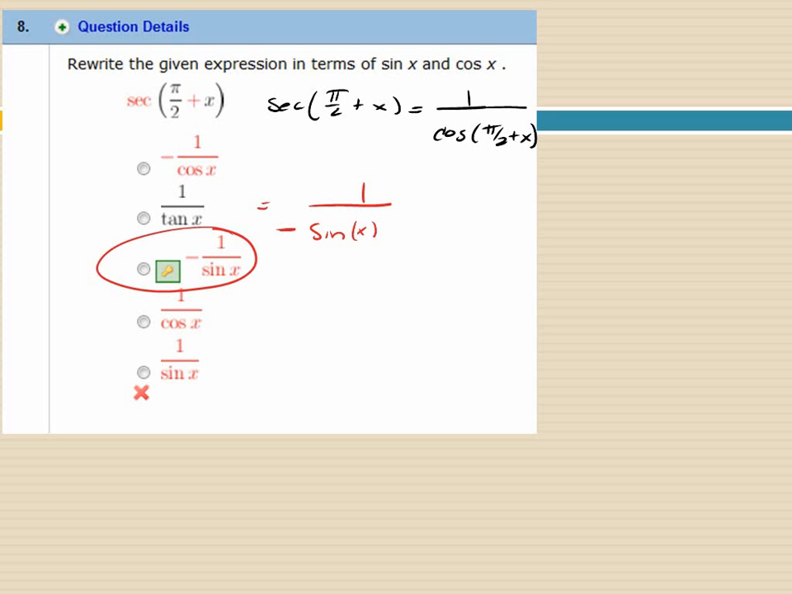Okay, so I wrote my relationship down. 1 over cosine: the x values turned out to be the negative y values, so I just replaced it. And look at that. It was one of the answers. Unit circle is pretty cool. It just tells you everything you need to know.